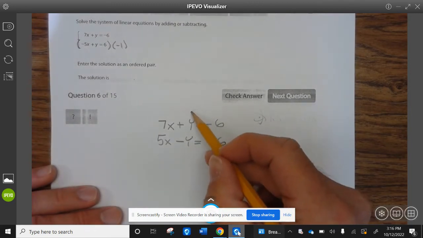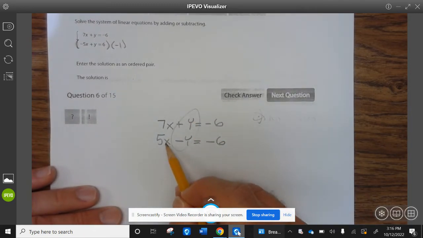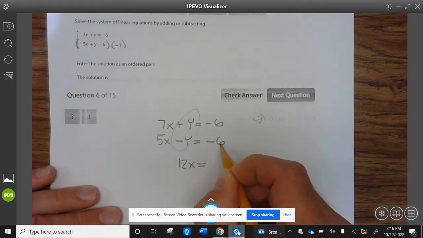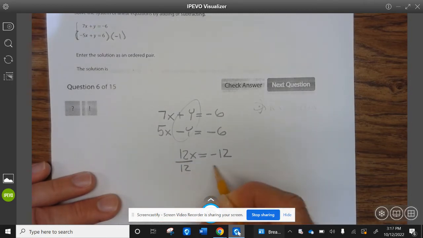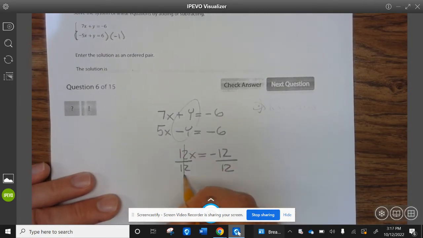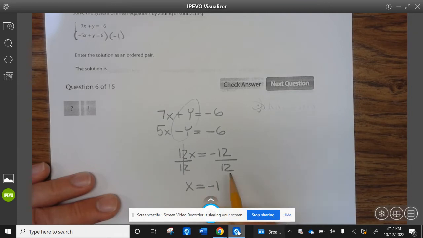All right, well, y minus y is 0. 7x and 5x is 12x equals negative 6 and negative 6 is negative 12. Divide both sides by 12. X equals negative 1.